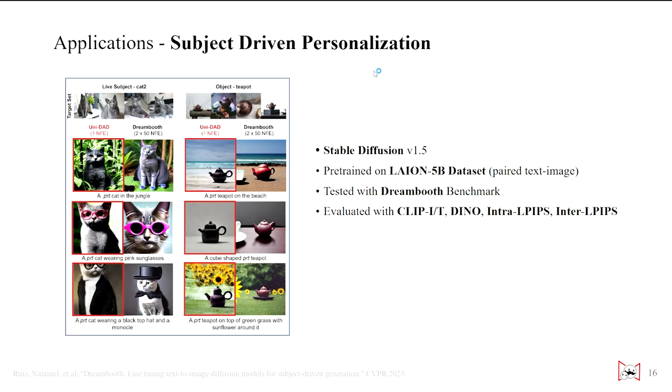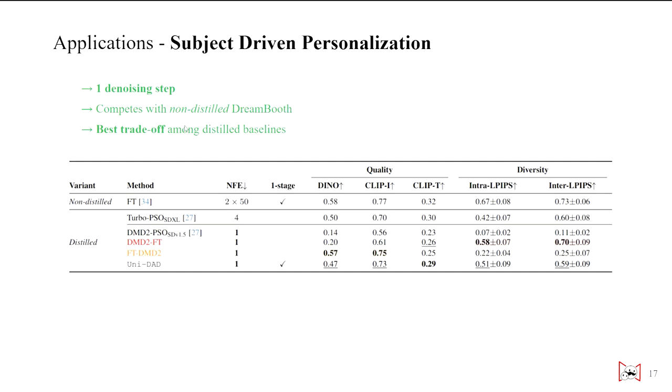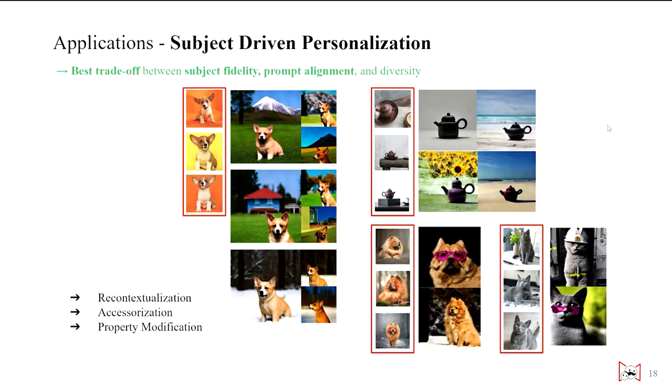We also evaluate Uni-DAD on subject-driven personalization using Stable Diffusion v1.5 that is pre-trained on the LAION-5B dataset. We then test it with a DreamBooth benchmark, where the goal is to adapt to a new instance with only 4 to 6 shots and then personalize it. So quantitatively, while only requiring one denoising step, we are able to compete with non-distilled baselines such as DreamBooth and have the best stability trade-off among distilled baselines.